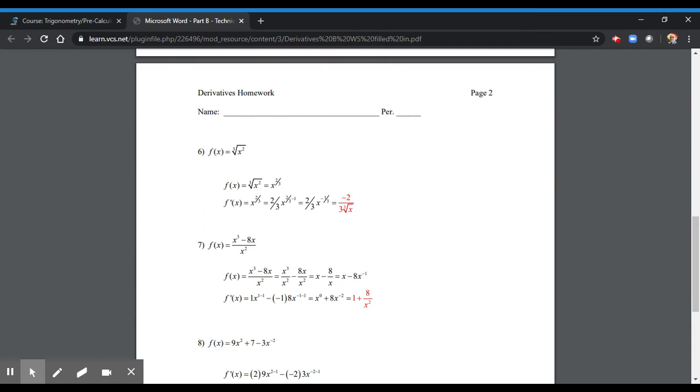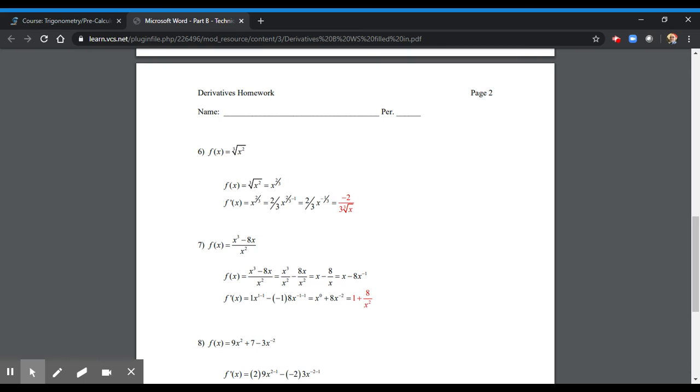Take a look at number 6. I've got the cube root of x squared. Well, I could rewrite that as x to the 2/3 power. Taking the derivative of that, I'm going to bring the 2/3 out in front, subtract 1 from 2/3, and I have 2/3 x to the negative 1/3. I could rewrite that as negative 2. Uh, that should not be a negative. That should just be a positive. It should be 2/3 over the cube root of x.